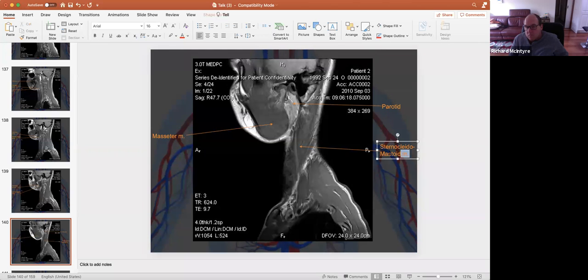Sternocleidomastoid muscle, where does that attach? We know it's lateral, we can see it's coming down the neck, inferior to the parotid gland. It attaches at the sternum, it attaches at the cleido, which is the clavicle, and it attaches at the mastoid. Sternocleidomastoid muscle.